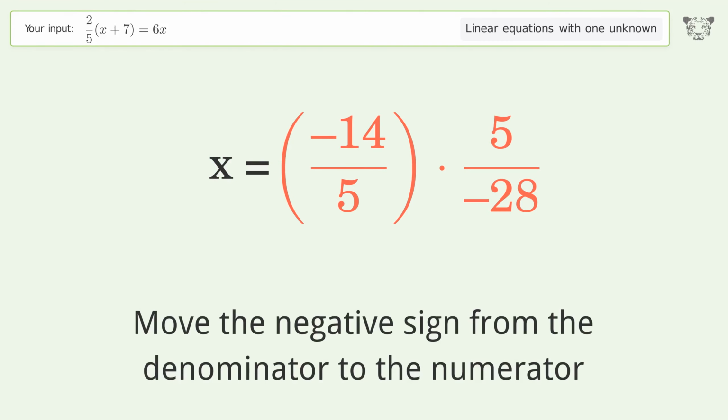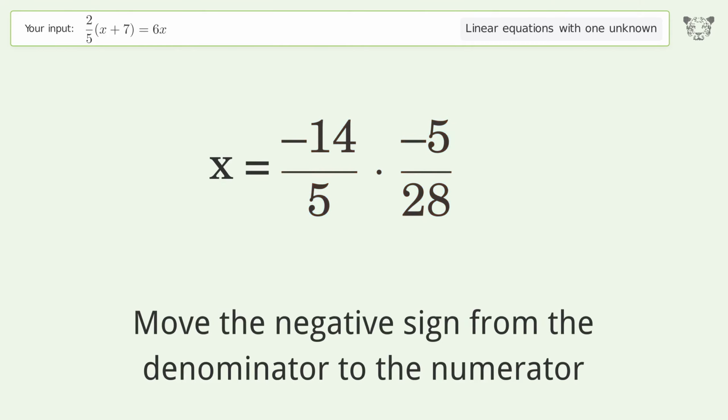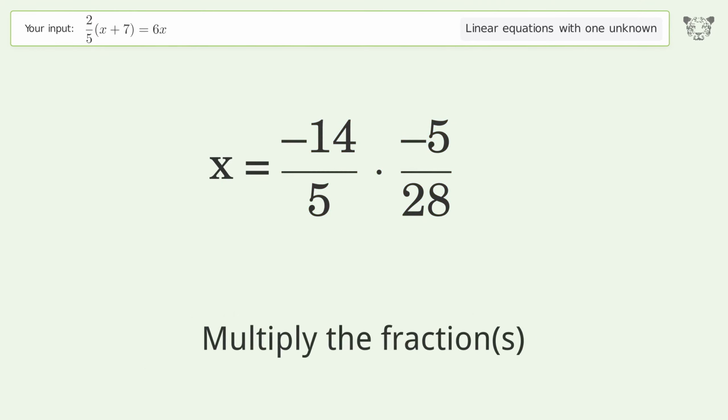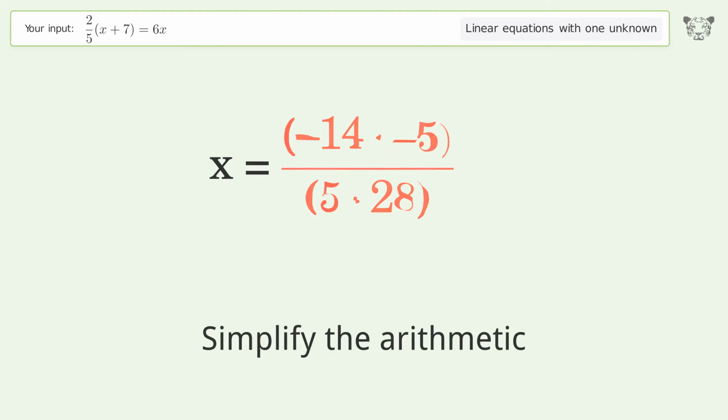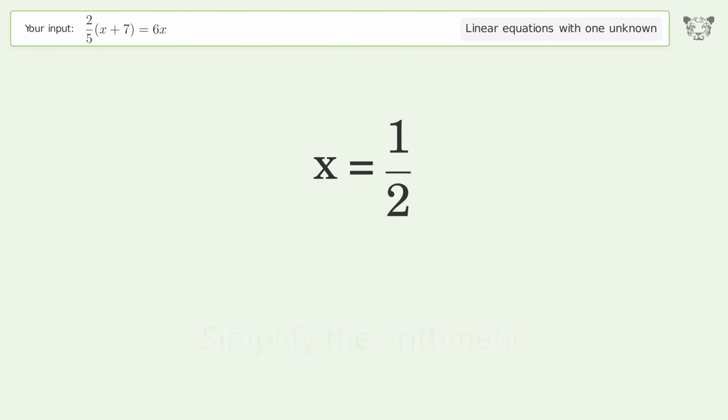Move the negative sign from the denominator to the numerator. Multiply the fractions. Simplify the arithmetic. And so the final result is x equals 1 over 2.